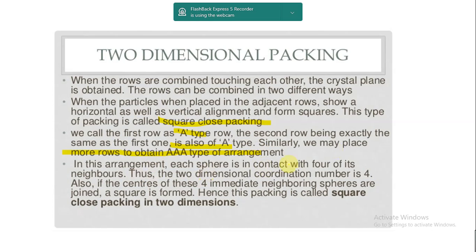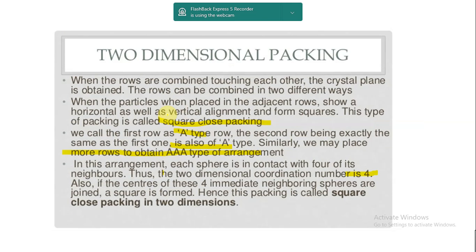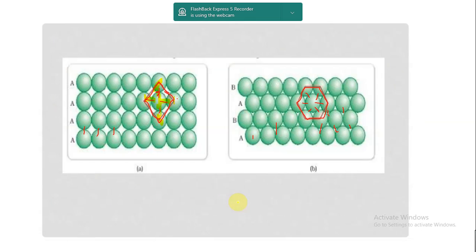Also in this arrangement, each sphere is in contact with 4 of its neighbors, thus the two-dimensional coordination number. Two-dimensional coordination number is how much? It will be 4. Why 4? Because you see, this atom is in contact with 1, 2, 3 and 4 atoms at a time. This is not in contact with. This atom is in contact here, here, here and here. So one atom is in contact with 4 atoms at a time. So coordination number is 4. So here it is clear, and it is called a square closed packing in 2 dimensions because the shape that is coming is of the form of a square, isn't it?